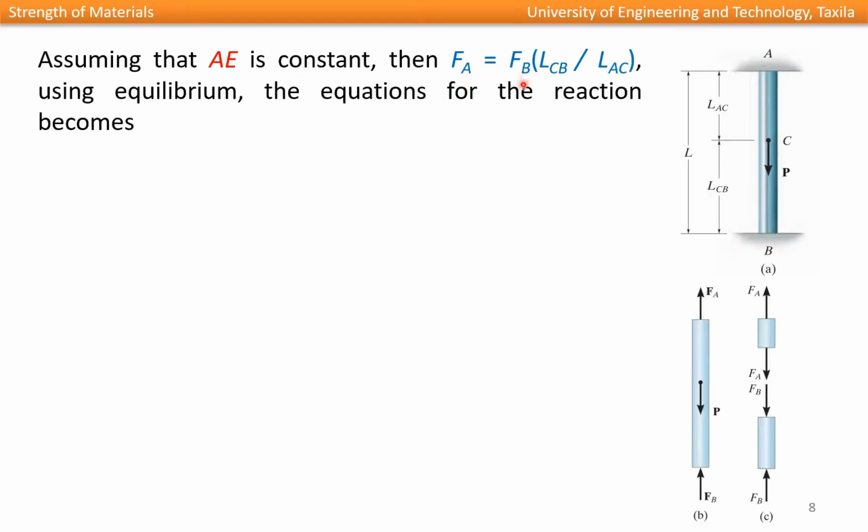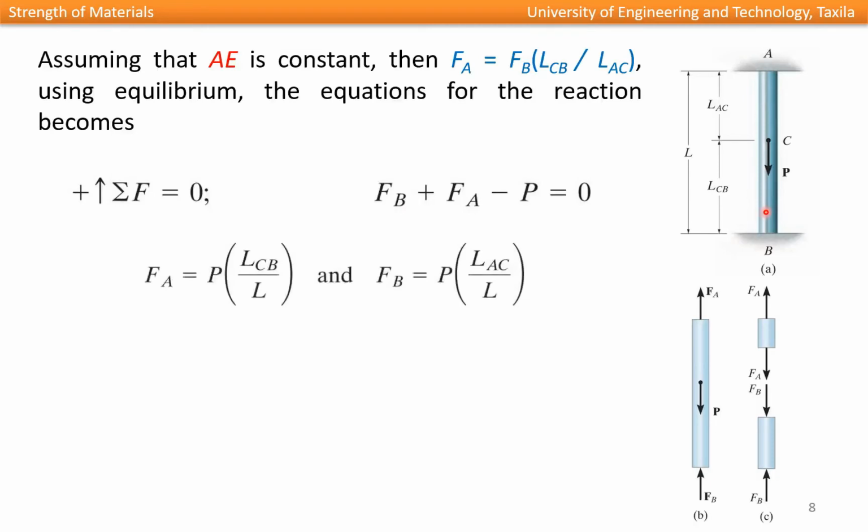So assuming that AE is constant, from the previous equation we can find FA in terms of FB. Then, using equilibrium, this was the equation of equilibrium we previously wrote, and now if we put FA here, we can find the expression for FB too. So that is the resulting expression for the end support reactions at A and B. This is the force at end A and this is the force at B. So if we know the applied load, the length of the segments and the total length of the bar, we can find the two support reactions.